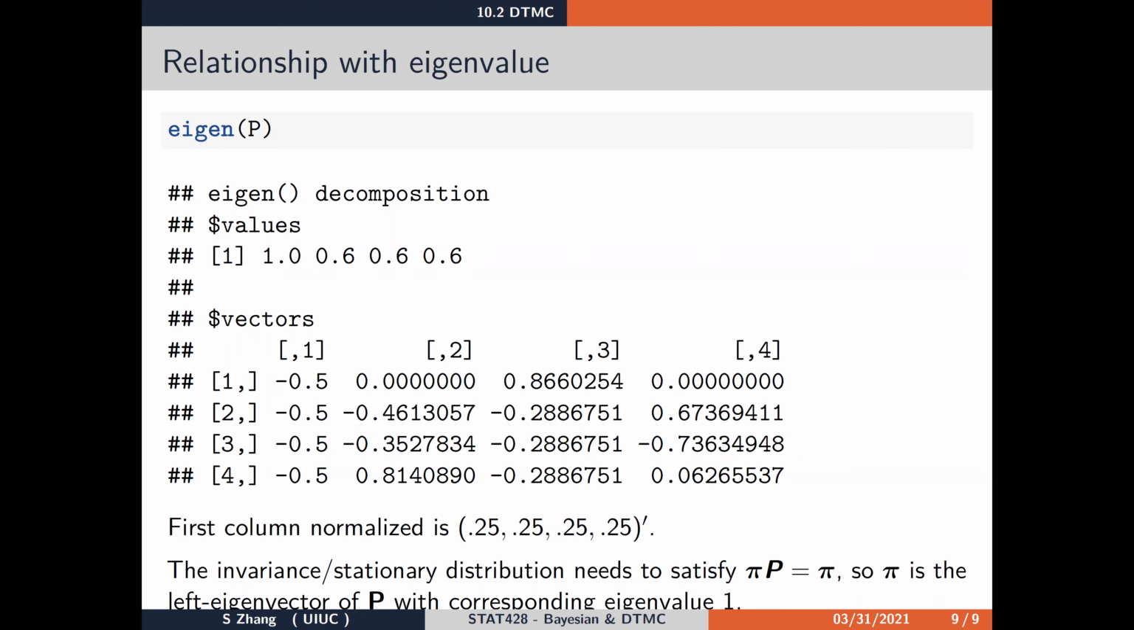And why is that the case? This is because the invariant or stationary distribution needs to satisfy pi times P equals pi. So once we get into the stationary distribution, when we transition again, we will stay inside the stationary distribution. And because of this, the pi vector is going to be the left eigenvector of P with corresponding eigenvalue of 1.